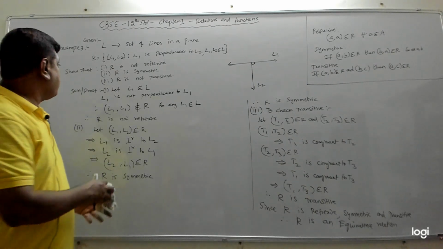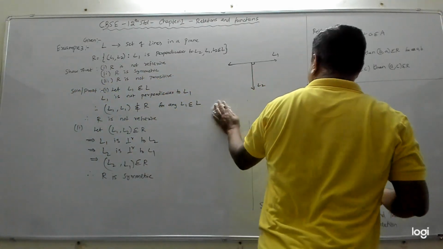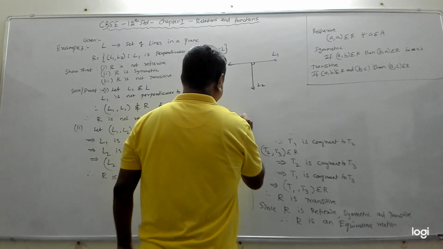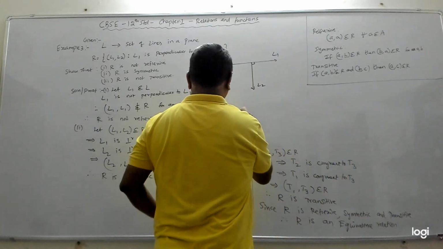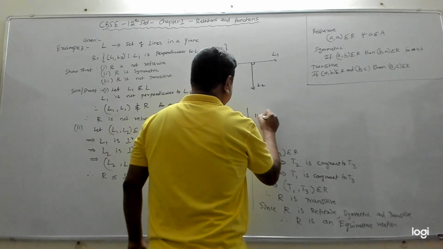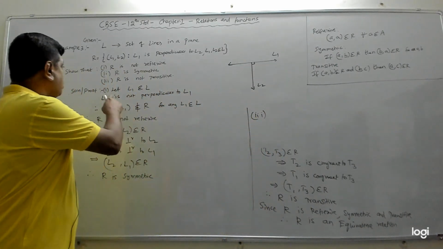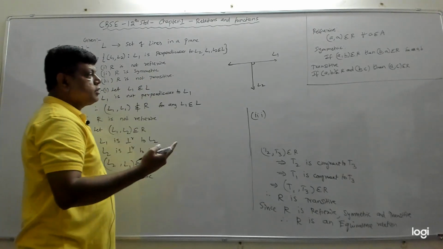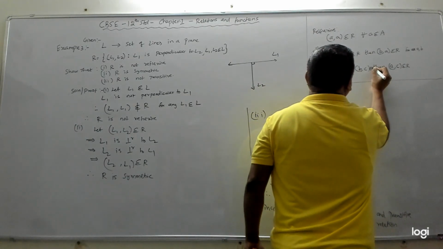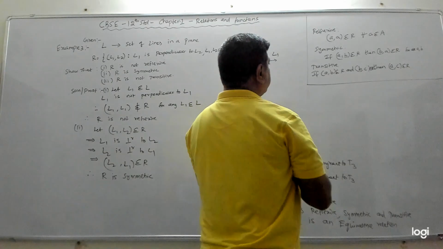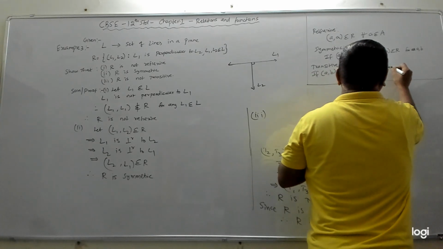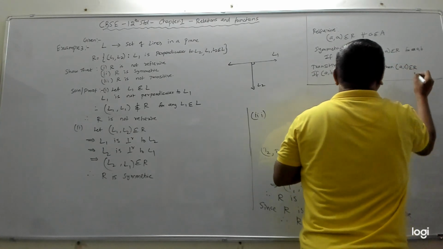Now the third one is we have to show that it is not transitive. Third is we should show that R is not transitive. To show R is not transitive, we should take two elements from R. If A comma B belongs to R, and this also belongs to R, B comma C belongs to R, then we can say A comma C belongs to R.